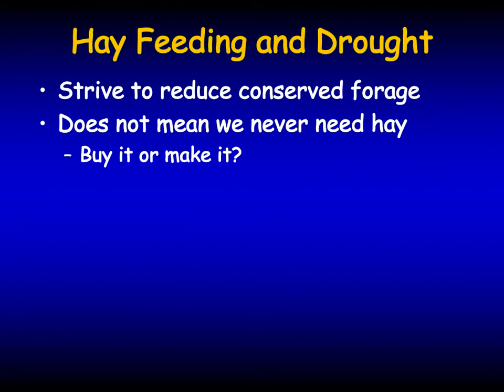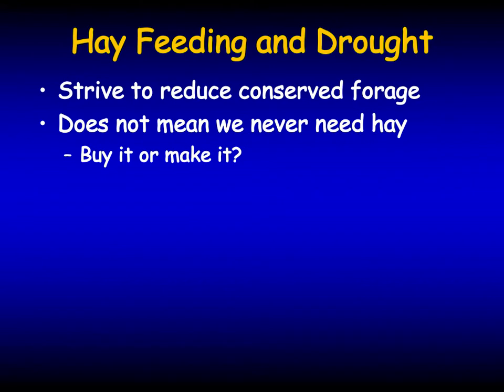And we talked about today, we tell you to strive to reduce the amount of conserved forage in your system. That doesn't mean you don't need conserved forage. It just means that you need to think about how you can reduce your dependency on it when you can. We're always going to need some for that drought and that flood period and that bad winter storm that we have.